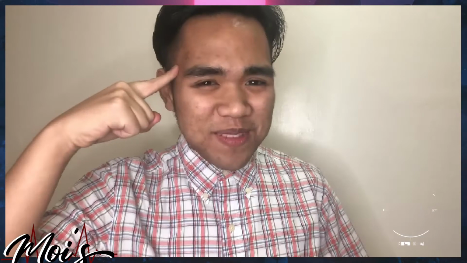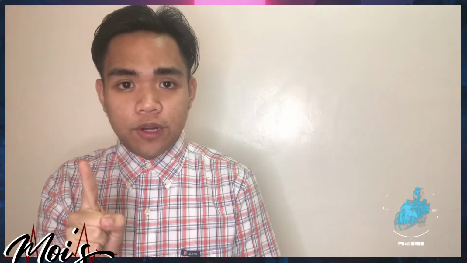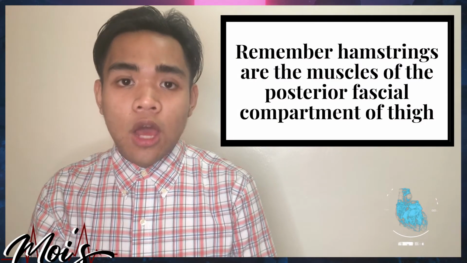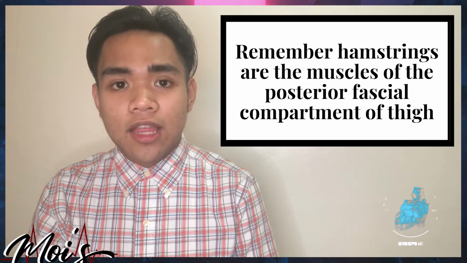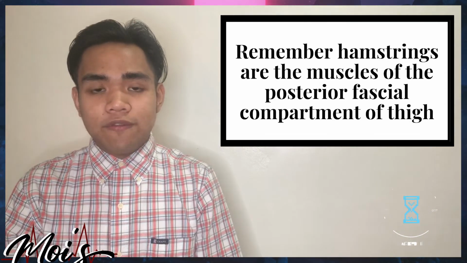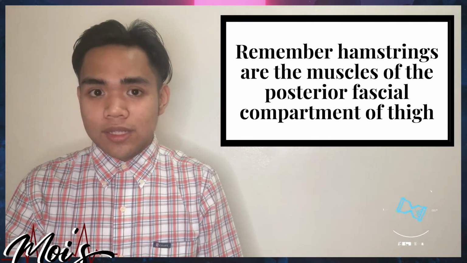These are the tips to remember. The first tip to remember is that the quadriceps muscles are located at the anterior fascial compartment of the thigh, while the hamstring muscles are located at the posterior fascial compartment of the thigh. The positioning of these muscles can also influence the actions.